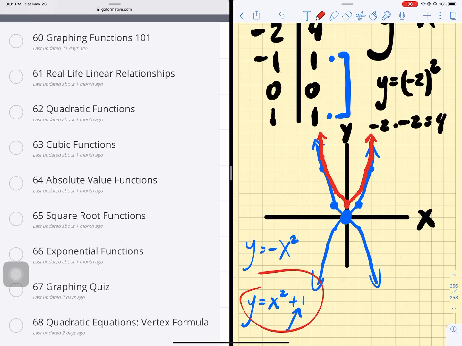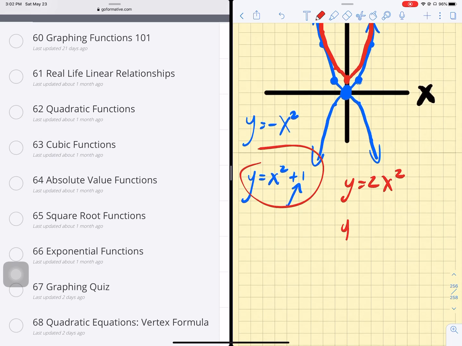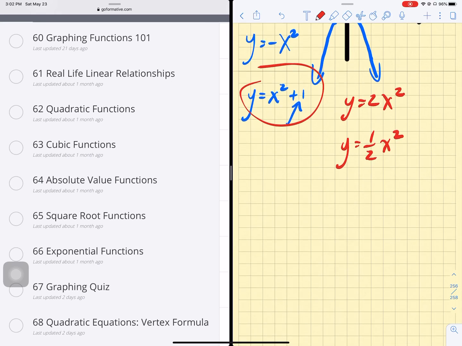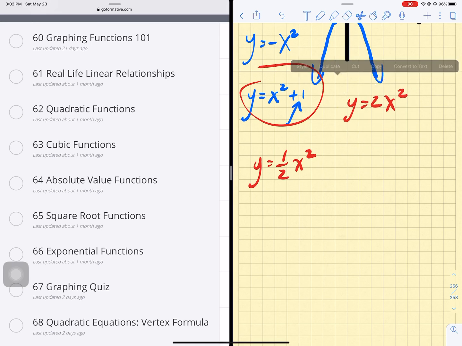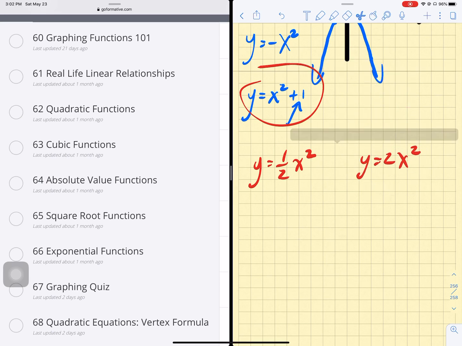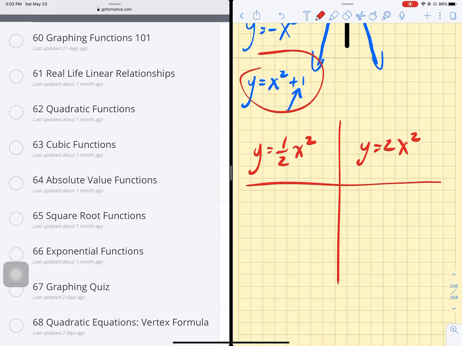Okay. And if you put something like y equals 2x squared, or y equals 1/2 x squared, we can even see those. Let's do this. Let's put them side by side. No, I don't want that. I want this. Okay. And let's do just a comparison. And within that, let's do a table for each of those so you can see x, y, x, y.